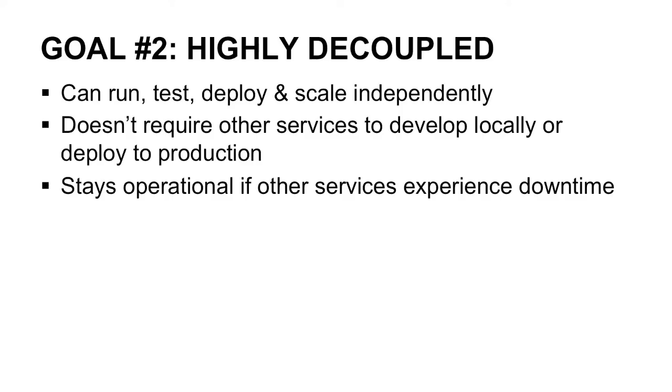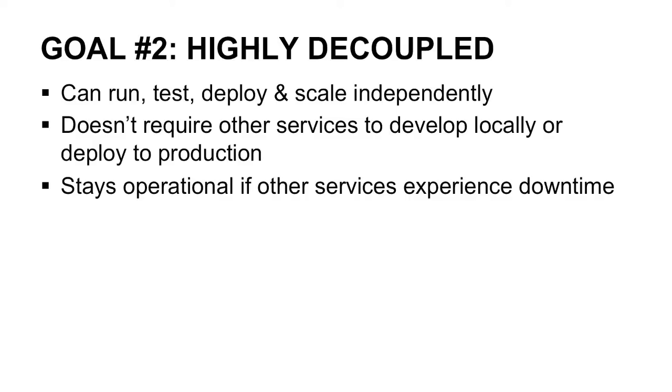Okay, goal number 2 is we also want it to be highly decoupled. That means that it can run, test, deploy, and scale completely independently. It also means that we don't want to require any other services to develop locally or deploy to production, because when you get those interdependencies and that coupling, it causes things to just get messy over time.